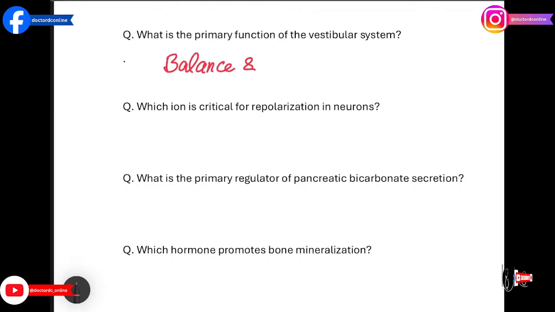is balance and spatial orientation. It detects head movement and position via the inner ear.